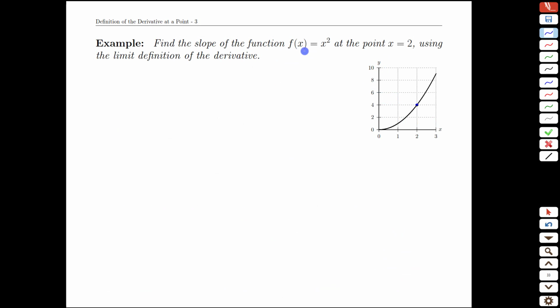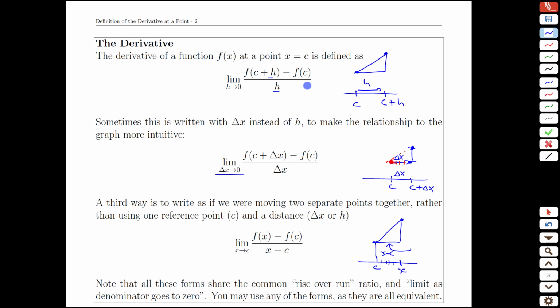As an example, we're going to find the slope of the function y equals x squared, so a parabola, at the point x equals 2. And we can again sketch this. We should be able to approximate that slope and say, well, it might be around a run of 1 and a rise of 3-ish maybe, so maybe 3, but we don't know. We could be a lot more precise if we go back and we use these definitions.